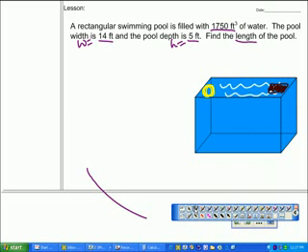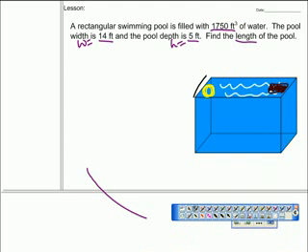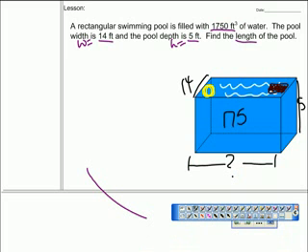So it says the width. So this would be the width of the pool. This would be the height of the pool. So the width is 14 feet, and the height here is 5 feet. They want us to find the length of the pool right here. Well, what do we know? We know all this water right in here is 1,750 cubic feet.